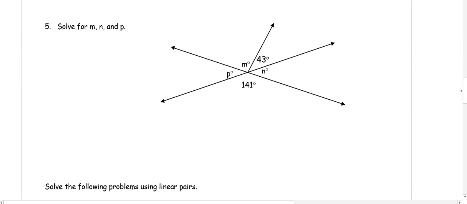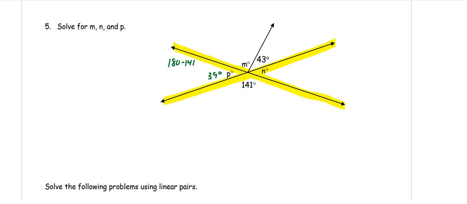Number 5, solve for M, N, and P. So first let's look and see if we have any angles that form a straight line. So I know that there's a straight line right here, which will help me find P. So to find P, it's 180 minus 141, which gets me 39 degrees. Then I can also notice with this other line, I now have two intersecting lines, which means that P and N are vertical angles, so they have the same measure of 39 degrees.